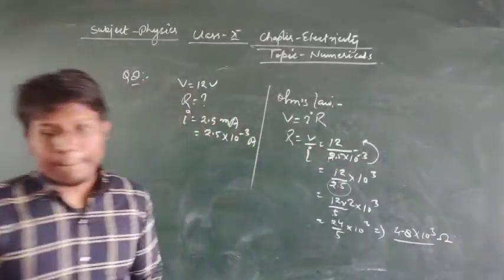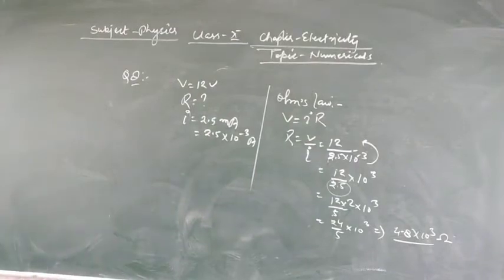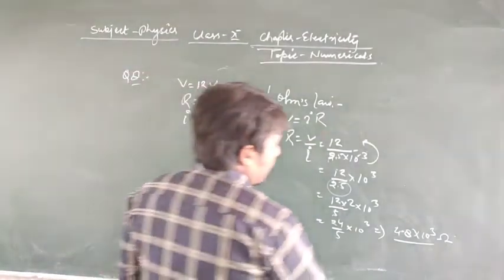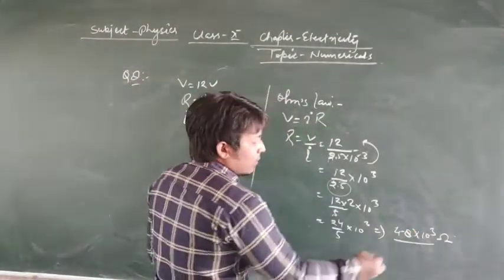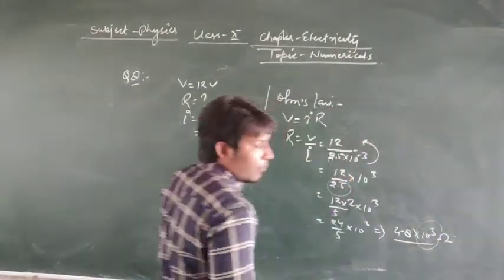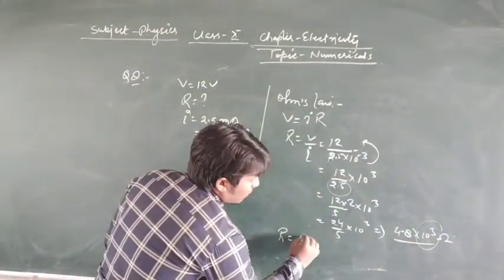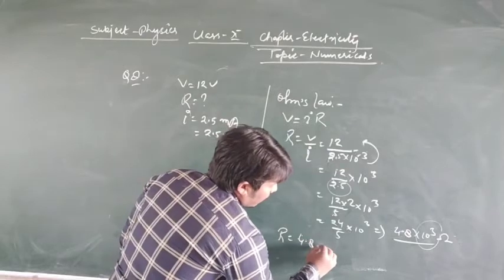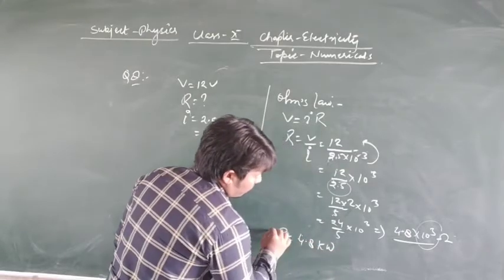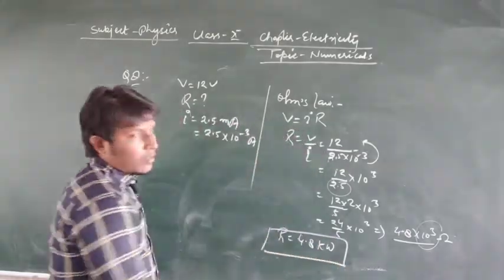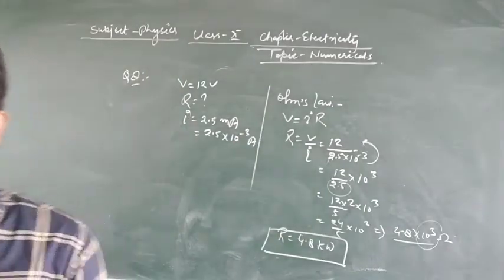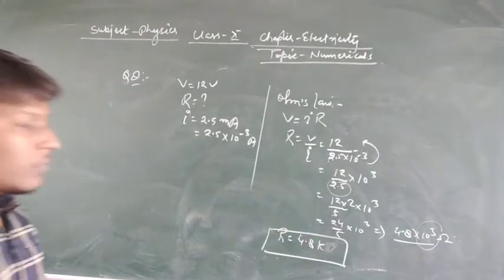So 4.8 into 10 to the power 3 ohm. 10 to the power 3 means kilo ohm. So the value of resistance is 4.8 kilo ohm.